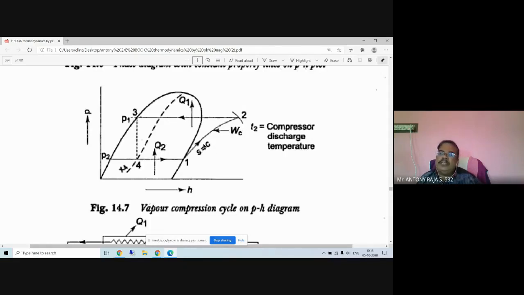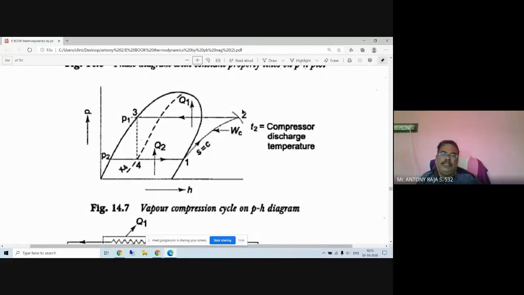All the processes are reversible. There is another name, reversible adiabatic process, is called constant entropy process. So dry and saturated vapor is compressed to superheated vapor. Understand? Dry and saturated vapor is converted into superheated vapor. Therefore, the point number 2 is marked in the superheated vapor region. That means this point is just to the right side of this dry and saturated vapor line. So this is the superheated vapor region.